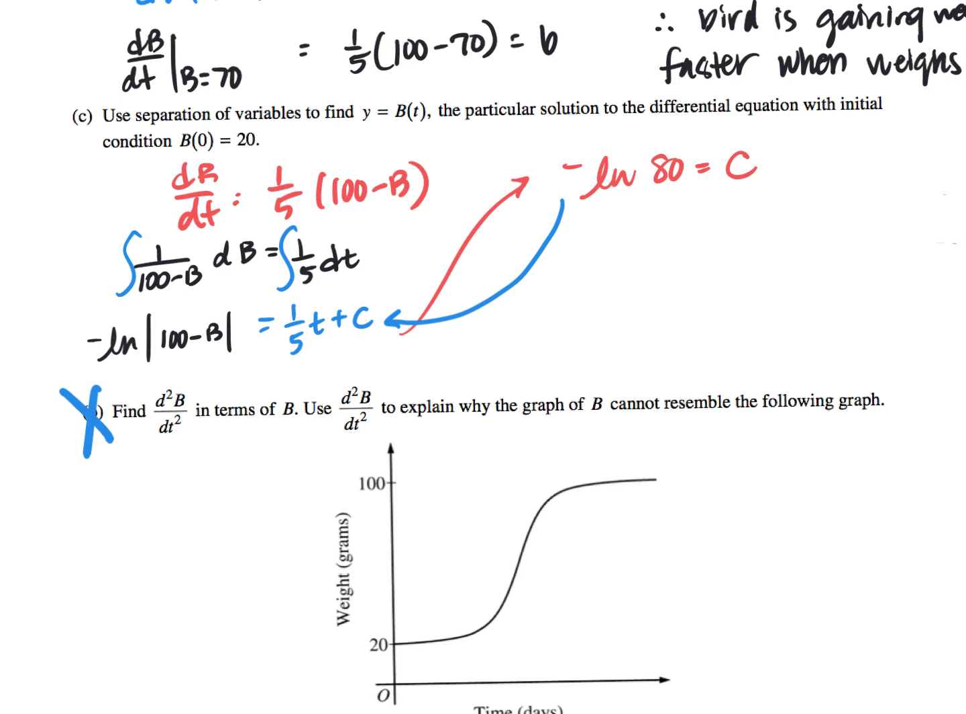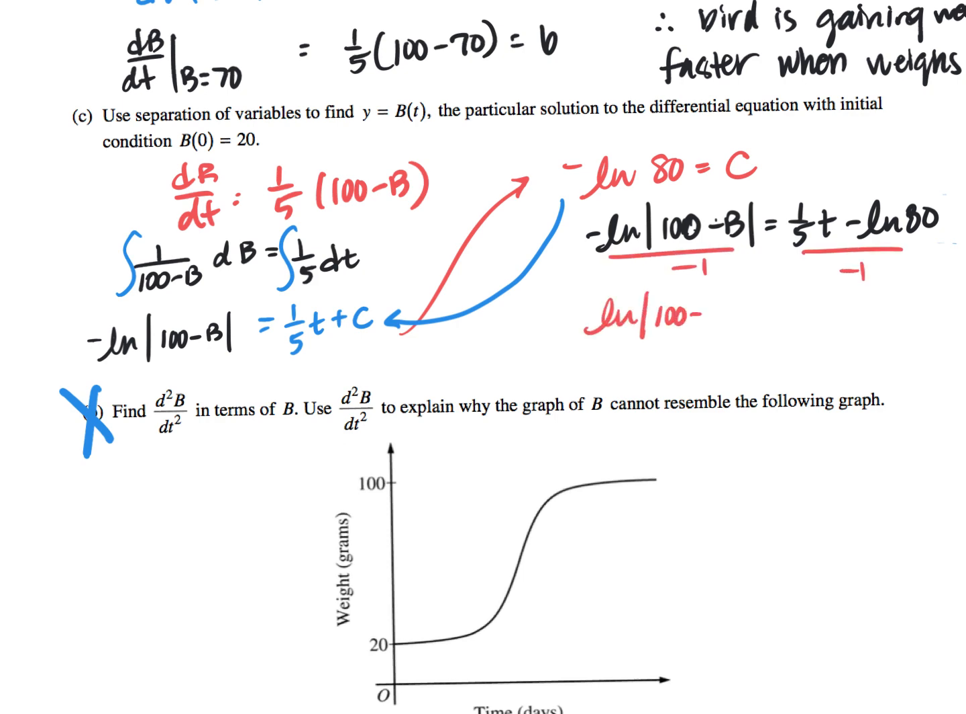Okay, you guys, we got negative ln of 100 minus b equals negative 1/5 t minus ln of 80. Guys, before we can exponentiate this, you go get rid of this thing. How am I going to get rid of this thing? Yeah, let's just divide out that -1. So then I'd have ln of 100 minus b equals negative 1/5 t plus ln of 80.